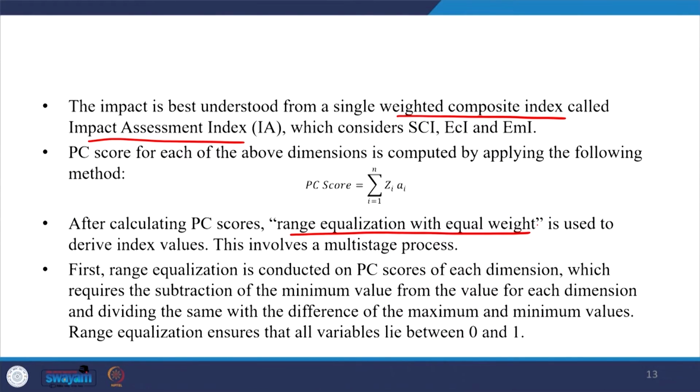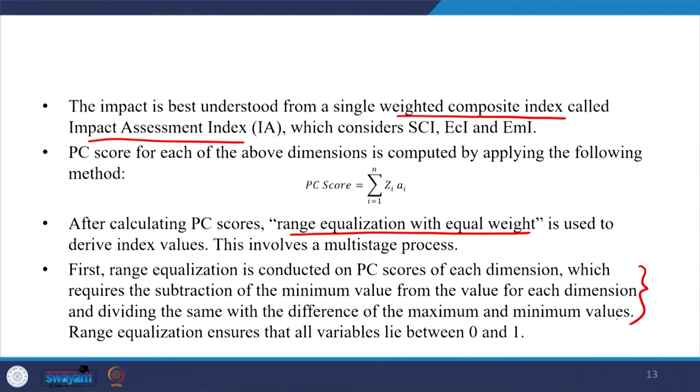That you need to also mark very carefully. Range equalization is made for proper scaling of those variables without much deviation from the central mean, and equal weight has been considered to develop the index. This involves a multi-stage process. The steps involved are, first, range equalization is conducted on the PC scores of each dimension, which requires the subtraction of the minimum value from the value of each dimension and dividing by the difference of the maximum and minimum values.